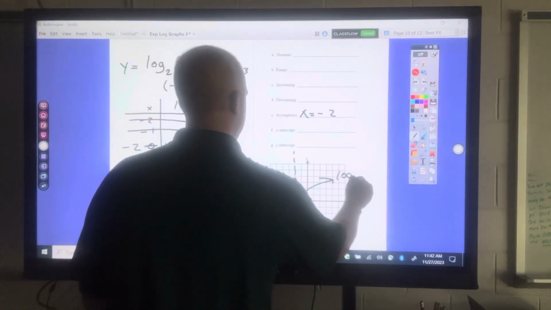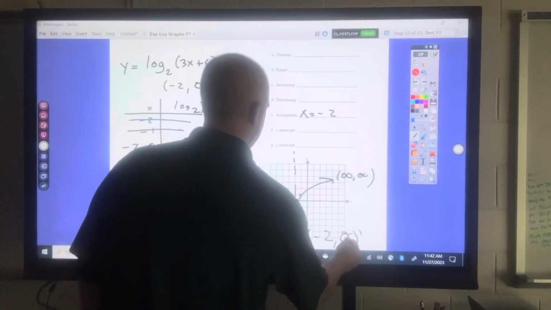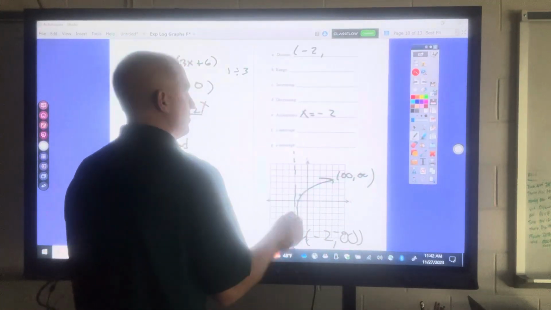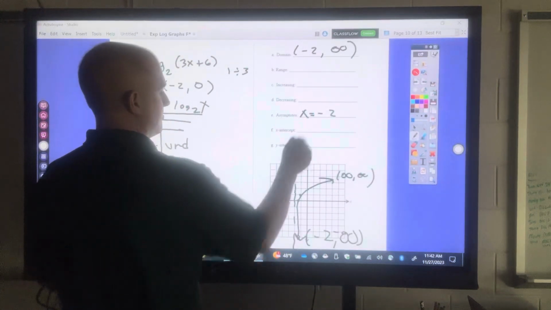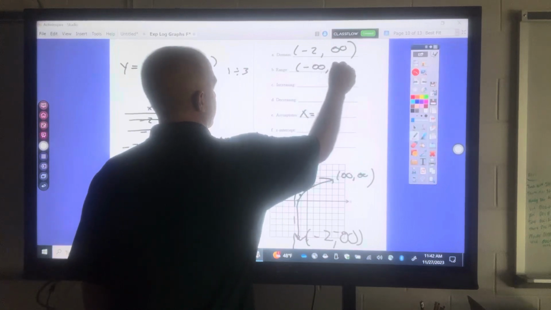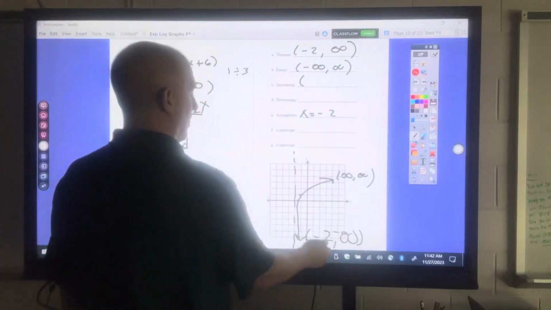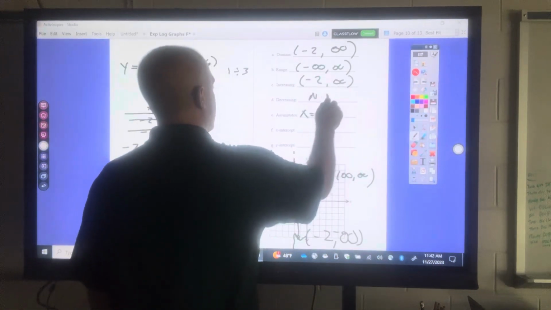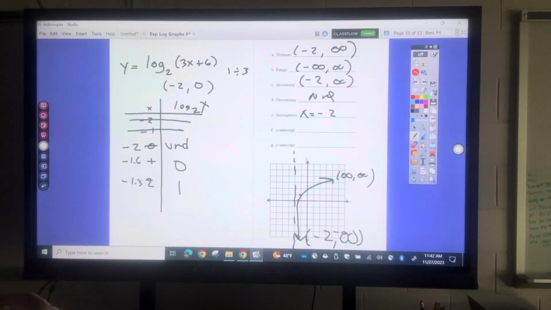Okay, infinity, infinity. This is -2, -infinity. So my smallest x value is -2, biggest is infinity, okay? Negative infinity to infinity is the range, okay? It is increasing from -2 to infinity. It is none of this, okay? All right, and then that's those, all right?